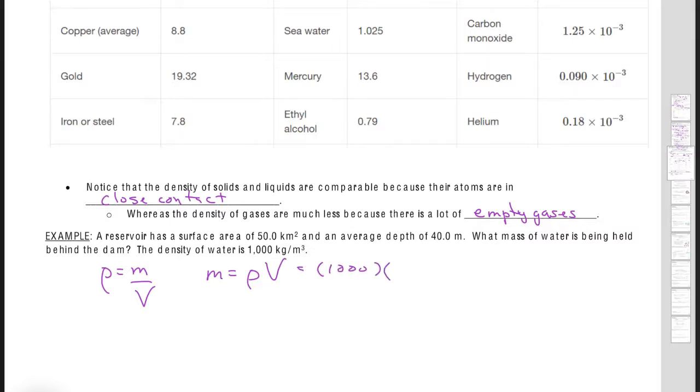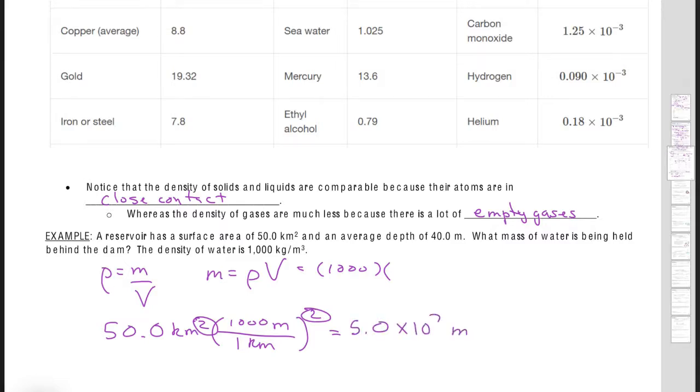Now we do have to do a conversion factor because we have 50 square kilometers. So we need to convert this to square meters. So we're going to do 1,000. There's 1,000 meters in 1 kilometer. But because we have two of them, we have to do this twice, so we're going to square that. And so we're going to have an area of 5.0 times 10 to the 7th square meters.